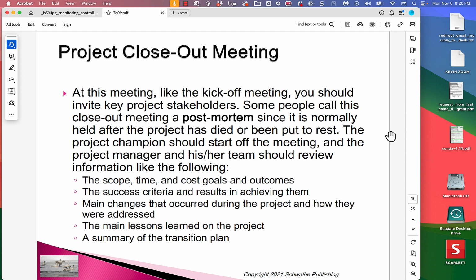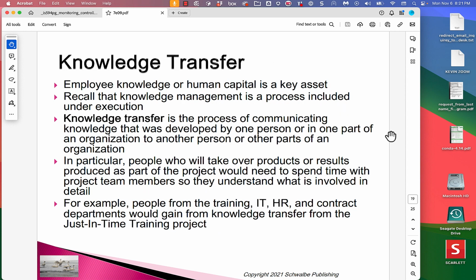Main changes that occurred during the project and how they were addressed, the main lessons learned, a summary of the transition plan. Okay. I think the nice thing here is that having a ceremony to start a project is a good thing, and having a ceremony to finish a project is a good thing. So if the organization and the sponsor or whoever is going to do this with you, if the organization has the energy and the resources for this, it can be a good experience for all.